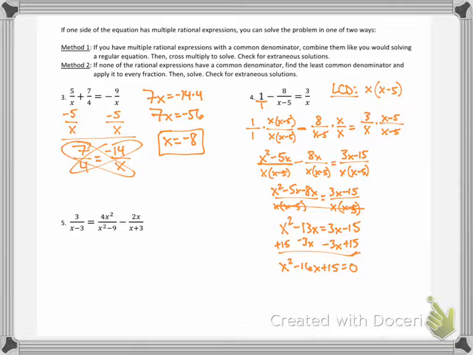It's a trinomial. We're going to factor it. What multiplies to 15 and adds to negative 16? x minus 15, x minus 1. My two solutions are 15 and 1. If I plug both those numbers in for x, 15 checks out and so will 1. It won't break my denominators and make 0 out of anything. So I'm done. That's my answer.